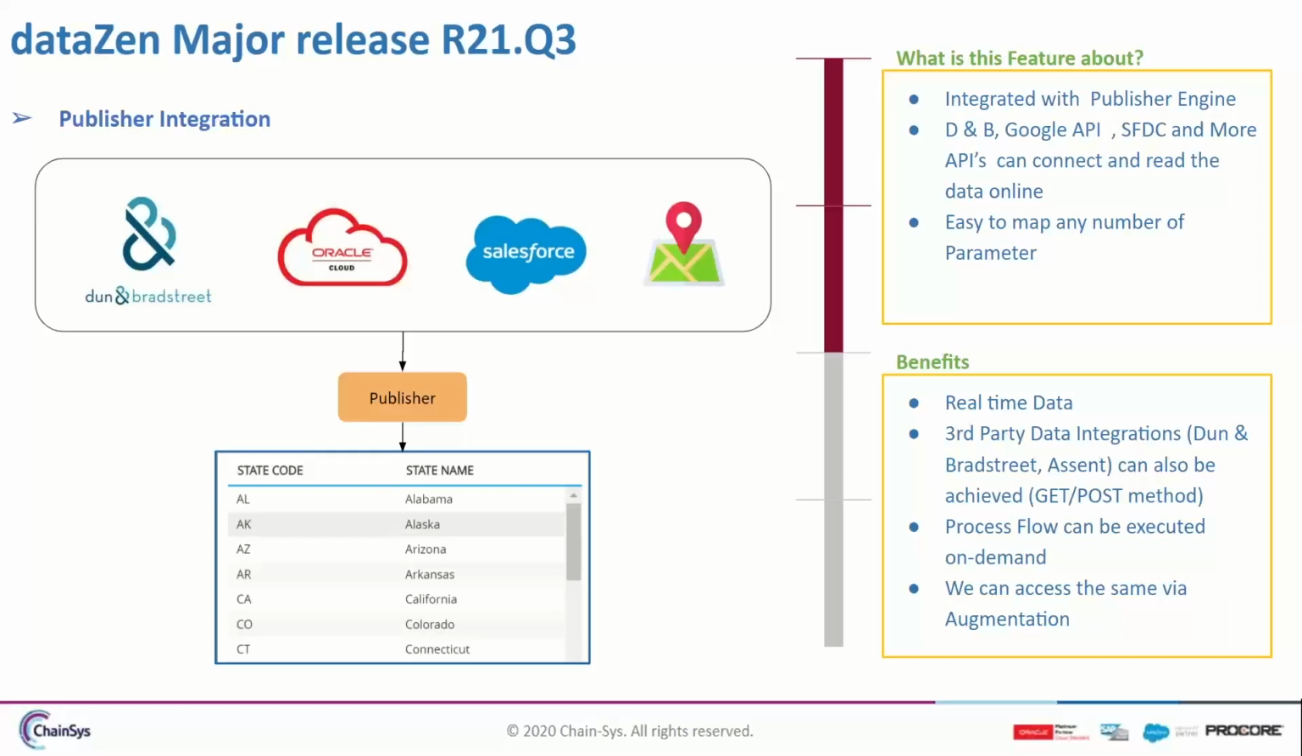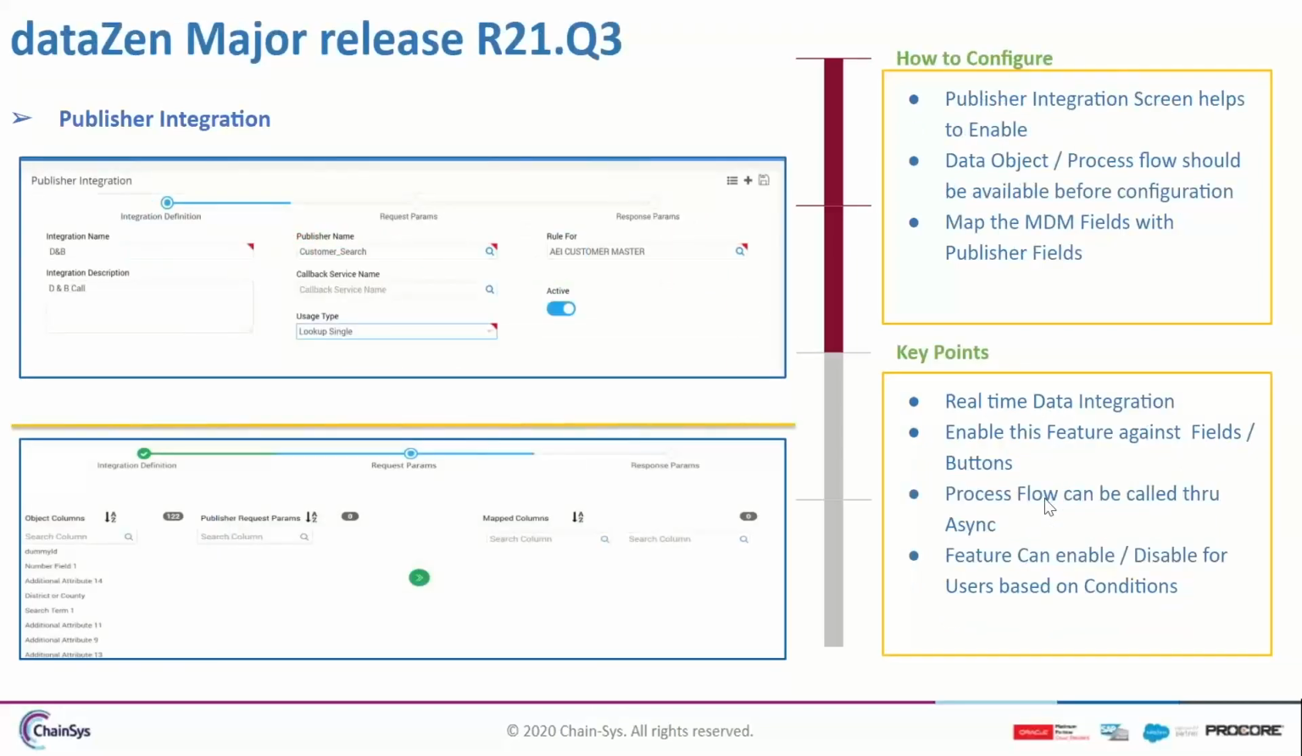I'll go to the next slide so we can see how I can implement this feature. It's a very simple screen we brought up to integrate the publisher. All we need is for a data object to be created. That data object needs to be mapped to the MDM field. So what my input fields are going to call the publisher, and what my response payload is going to be, what parameters I'm going to get back. So these two are mapped. Everything is done, so we can start using it.